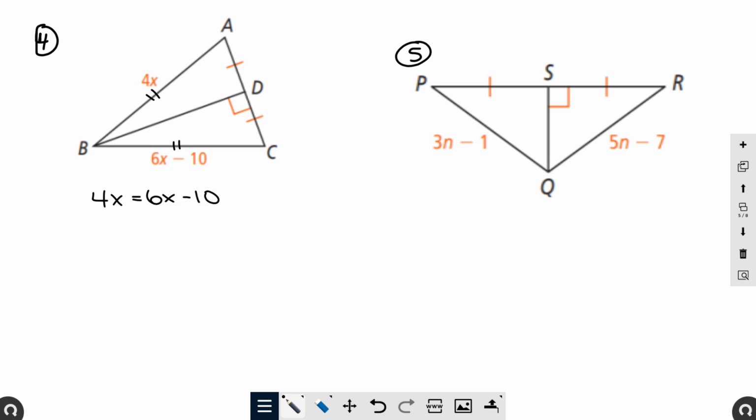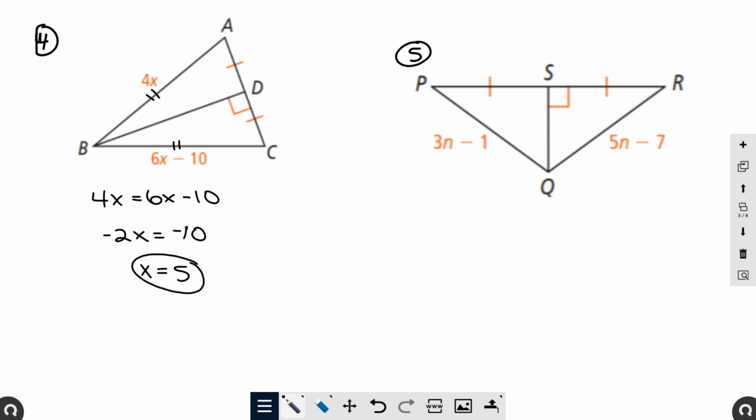What would you do to get x by itself? I would also minus 6x. So what's 4x minus 6x? Negative 2x equals negative 10. That's true. You could get rid of the negatives, or you could just go ahead and divide by negative 2. So x would equal 5. And again, if it asks you for more things, you could plug it back in and double check it.